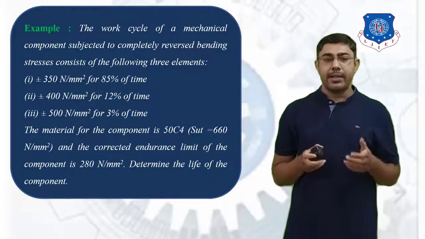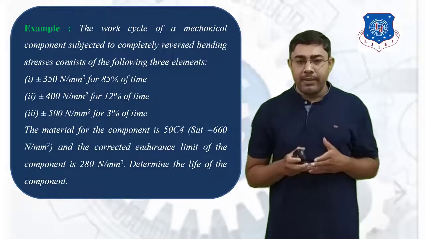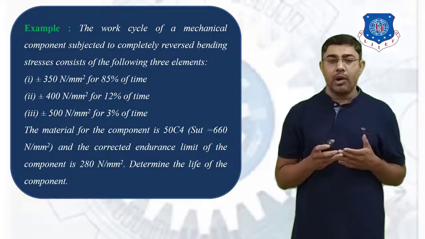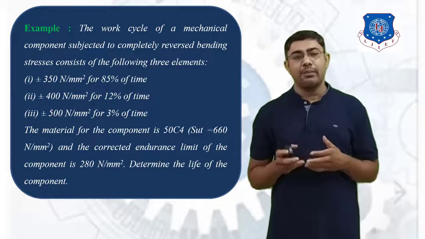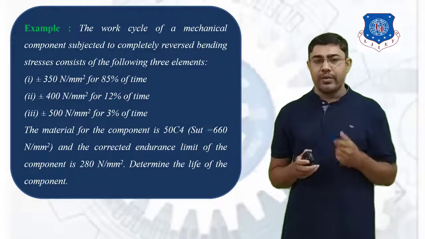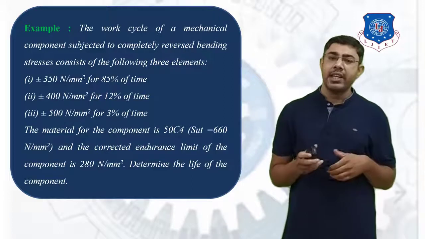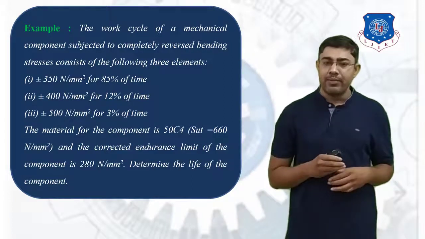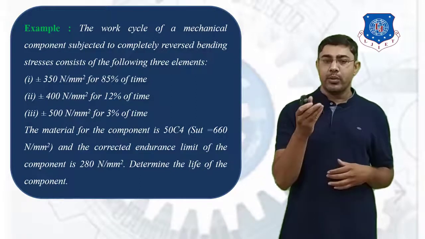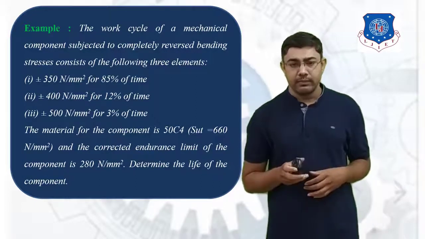The second element is a reversed load of plus or minus 400 Newton per mm square for 12% of the time. The third element is a reversed load of 500 Newton per mm square for 3% of the time. So sigma 1 is 350 Newton per mm square, sigma 2 is 400 Newton per mm square, and sigma 3 is 500 Newton per mm square, with corresponding alpha 1 equal to 85%, alpha 2 equal to 12%, and alpha 3 equal to 3% of the total life.